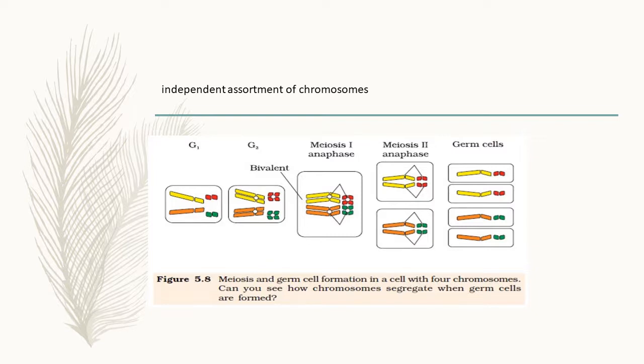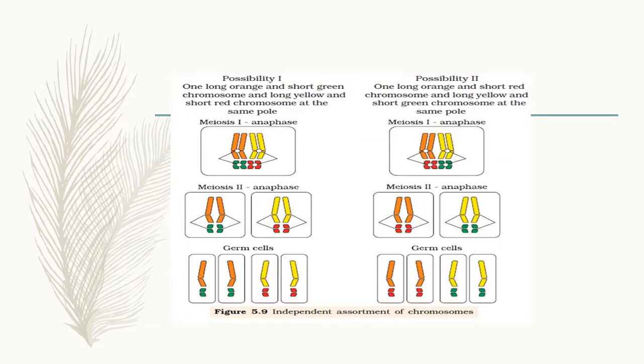This is the figure from NCERT showing meiosis and germ cell formation in a cell with 4 chromosomes, and how variation can arise. Here there are two possibilities of different types of germ cells. This has been beautifully shown with the help of different colors used for the chromosomes. A diploid cell here forms 4 haploid cells with differences in the color pattern.